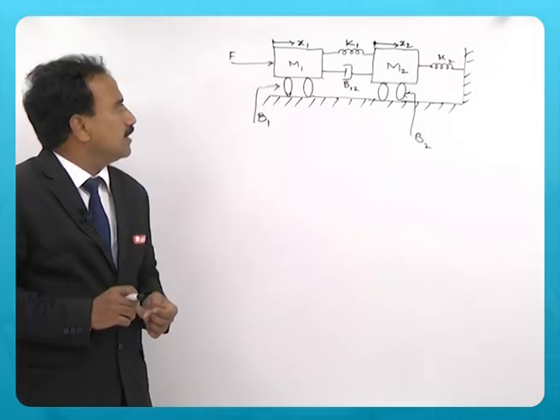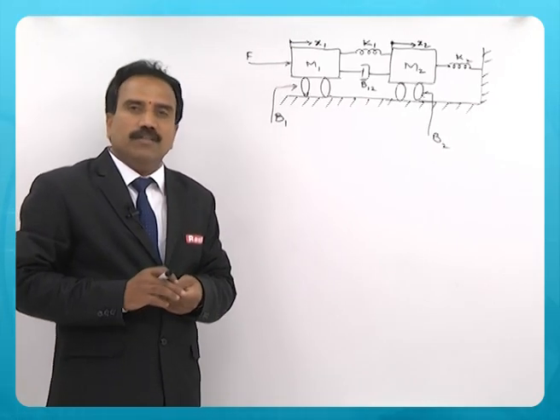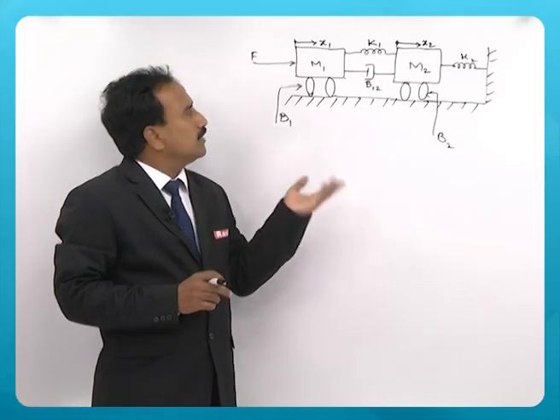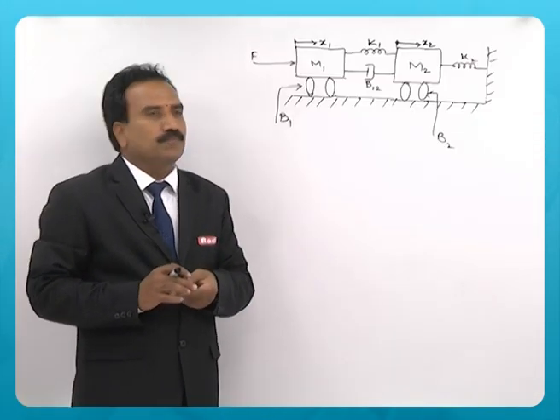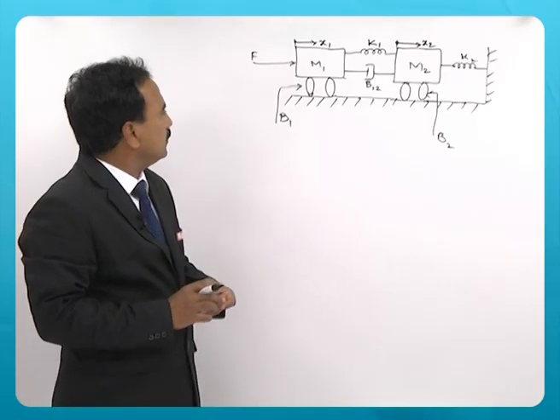Yeah, consider the next example. It's like an electric train. You can assume that one mass is the engine, the other mass is a coach. You can see the wheels of the coaches and the engine.